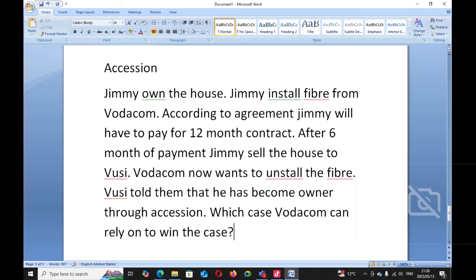That is the question. We have a Jimmy who owns the house. Jimmy installed fiber of Vodacom. According to agreement, Jimmy will have to pay for a 12 months contract. After 6 months of payment, Jimmy sold the house to Vusi. Vodacom now wants to install the fiber, and then Vusi said, "No, I'm the owner of the fiber through accession." Now, which case can Vodacom rely on to win the case? And then you must also state the page number of the case.